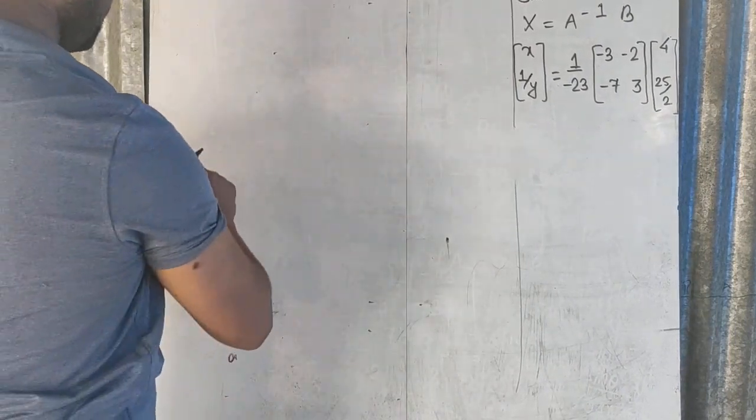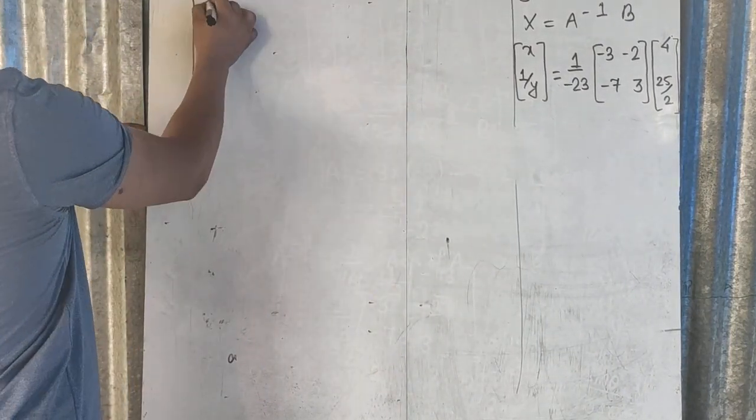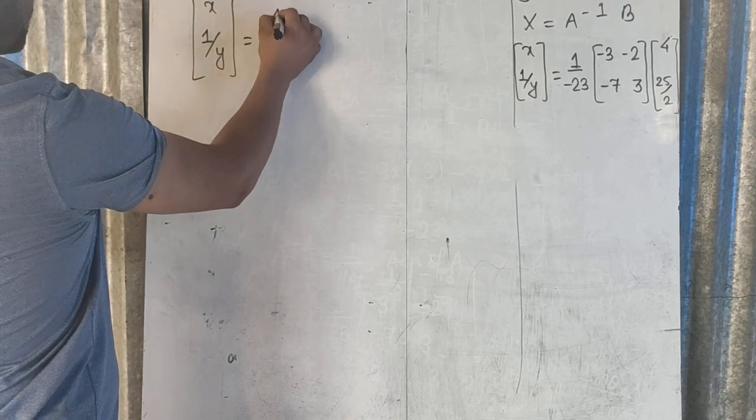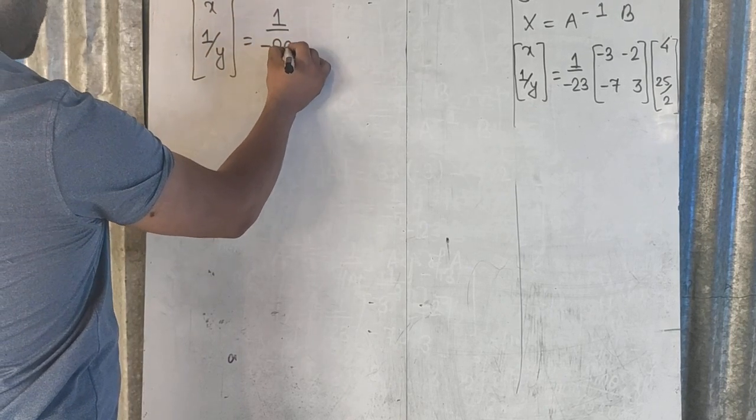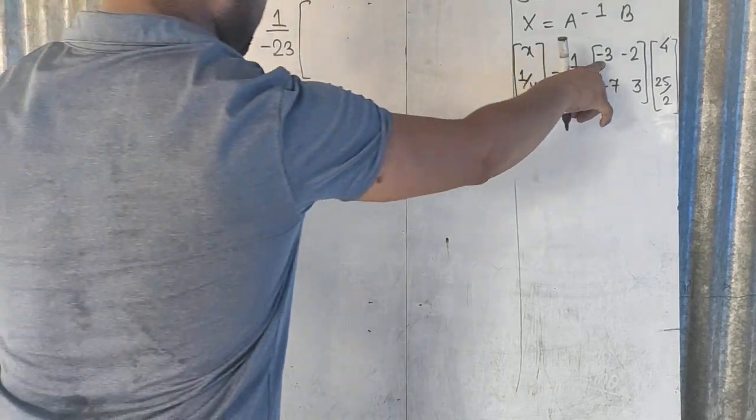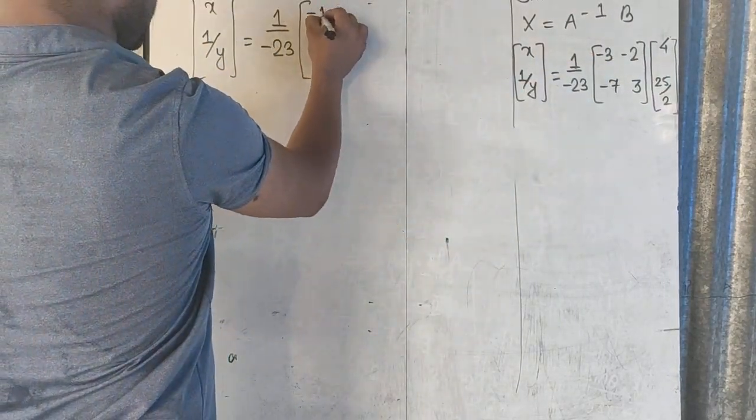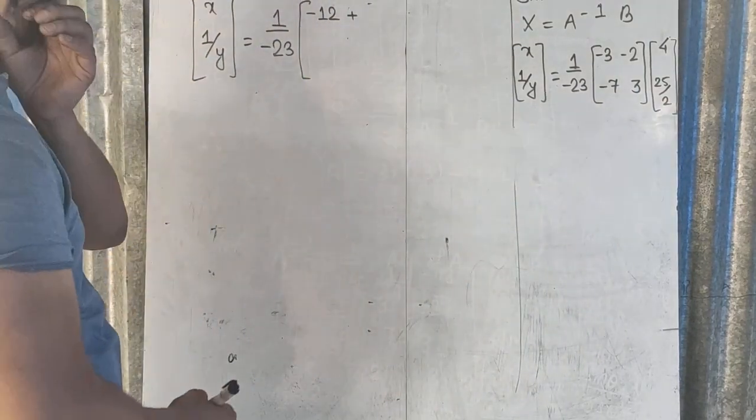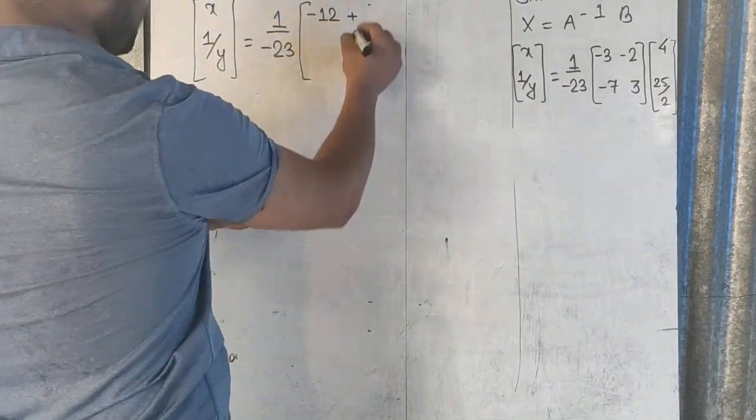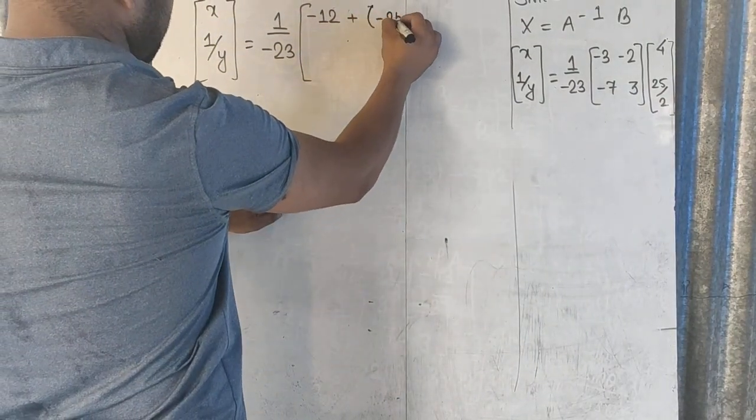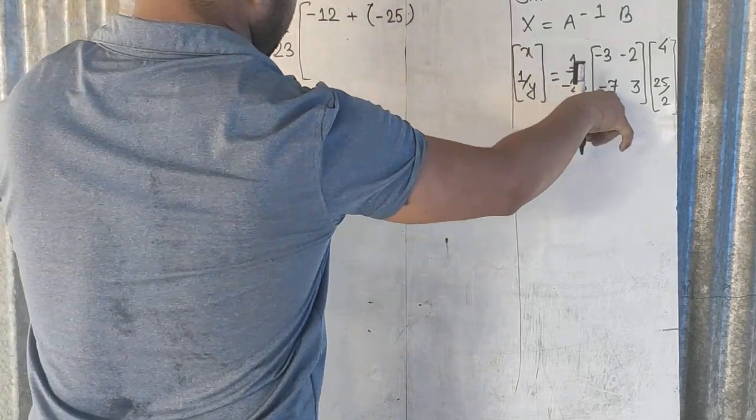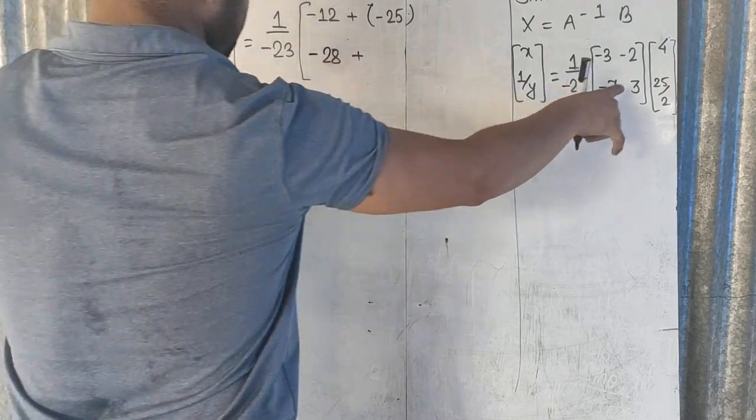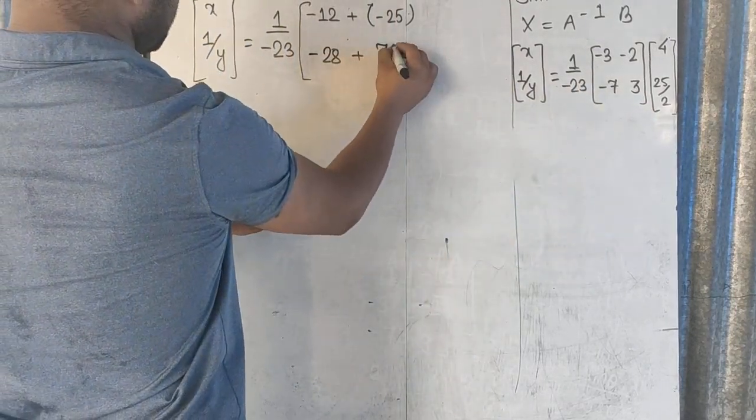I'm solving it here. You have x and 1 by y equals to 1 by minus 23 times the matrix. Now we multiply it. Minus 3 into 4 is minus 12 plus minus 3 into 25 by 2 is minus 25. Similarly, minus 7 into 4 is minus 28 plus 3 into 25 by 2 is 75 by 2.